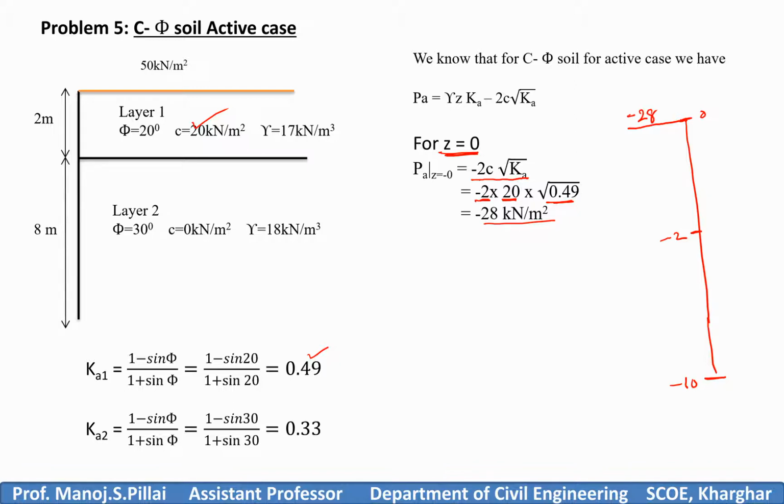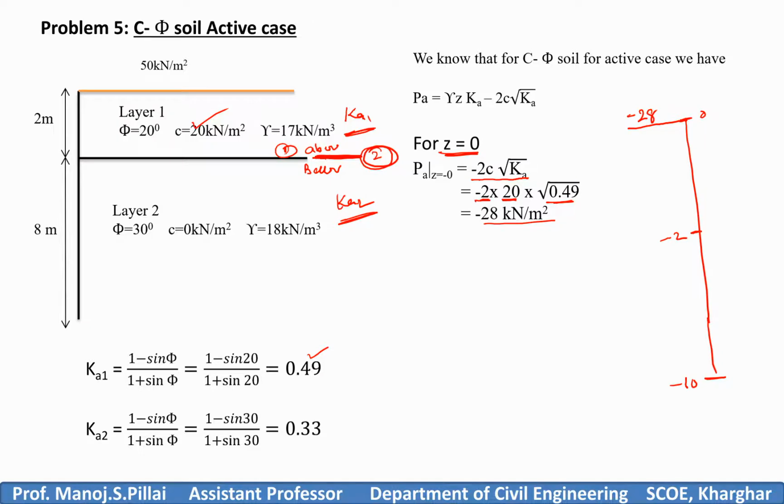Now let's move next. At this interface, as you are having Ka1 and Ka2, listen to me very carefully. At this interface you will have two values. This is very important, this is where you make the mistake. One value you will get at z equal to 2 above, and the second value we call the below value.